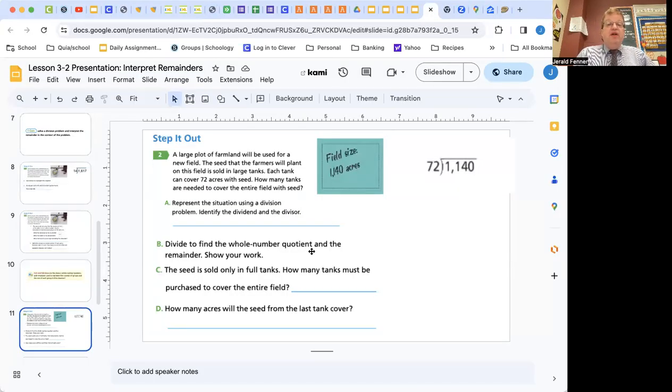It says a large plot of farmland will be used for a new field. The seed that the farmers will plant on the field is sold in large tanks. Each tank can cover 72 acres with seed. How many tanks are needed to cover the entire field with seed? So let's get our highlighter out.